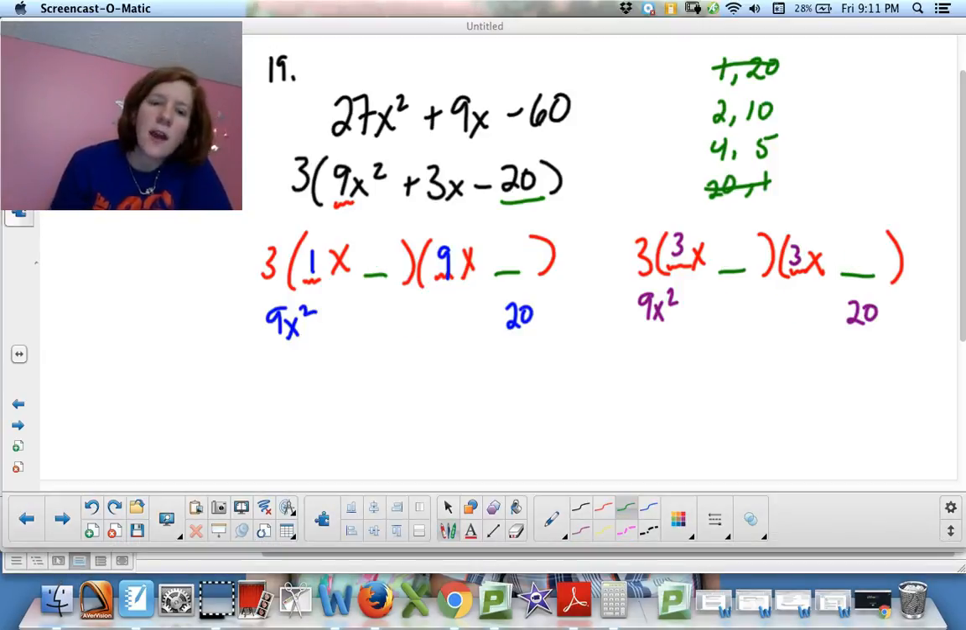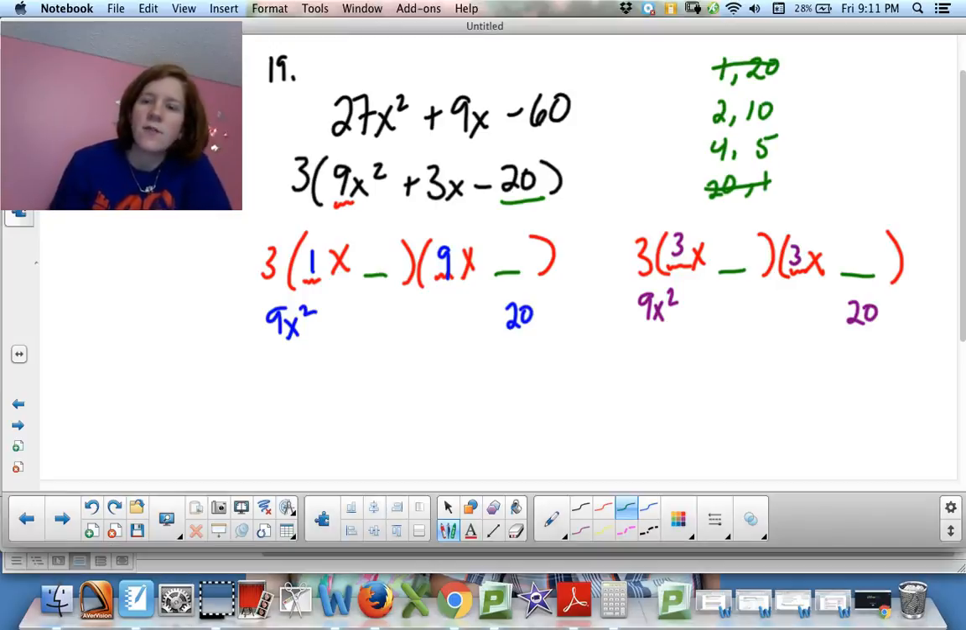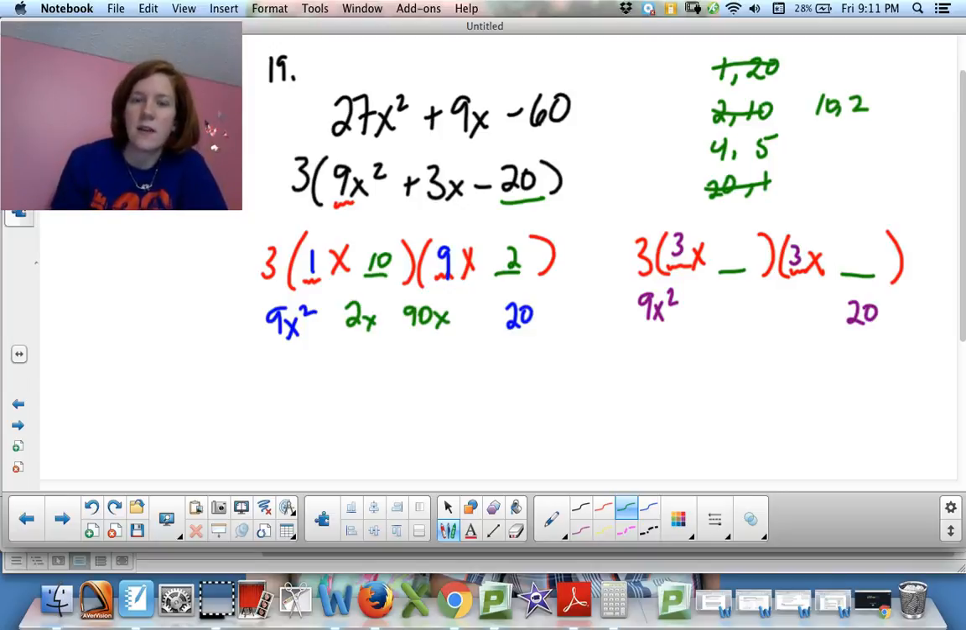Okay, so let's try 4 and 5, or not 4 and 5, sorry, 2 and 10 in a different order. 2 and 10 didn't work, but let's try 10 and 2. We don't have to try it over here because of the 3's, but I do have to try it here. So I'm going to have 1x times 2 is 2x. 10 times 9 is 90x. There's no way to make those 3. No matter which one of these is negative, it's not going to get me 3x. Okay, so we can mark that off our list, and now 4 and 5 have got to work in some form.